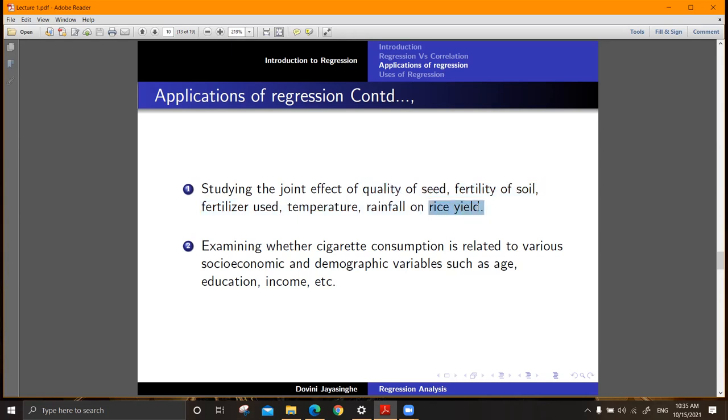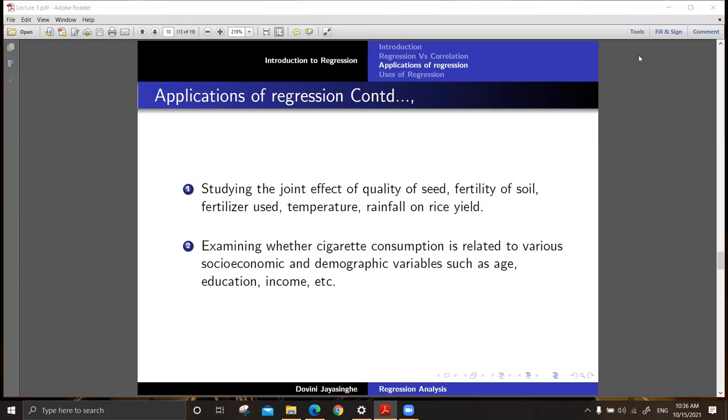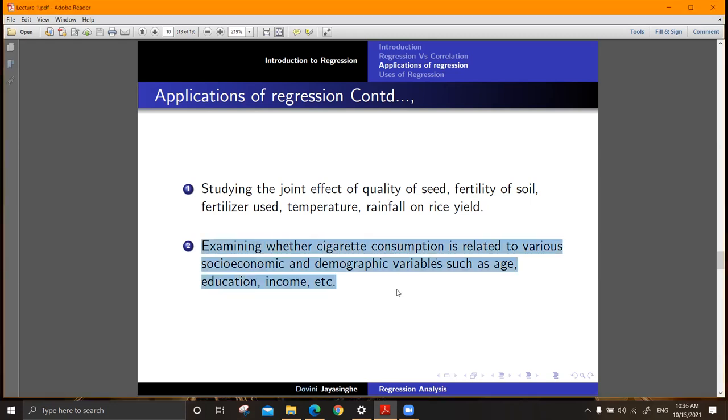So this is the dependent variable, because this variable depends on these variables. So here, our X variables are quality of seed, fertility of soil, fertilizer used, temperature, and rainfall. Based on these, the rice yield changes. So that is our Y. Thank you very much for those who answered. Whether it's right or wrong, that's totally fine. It's always good to try. So we'll try this one as well.